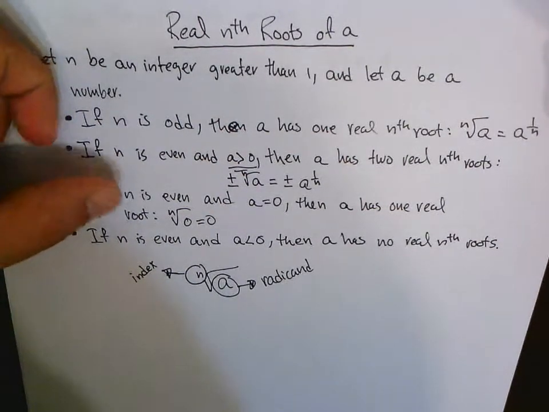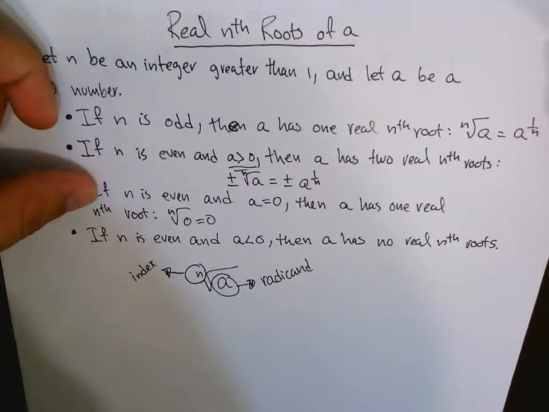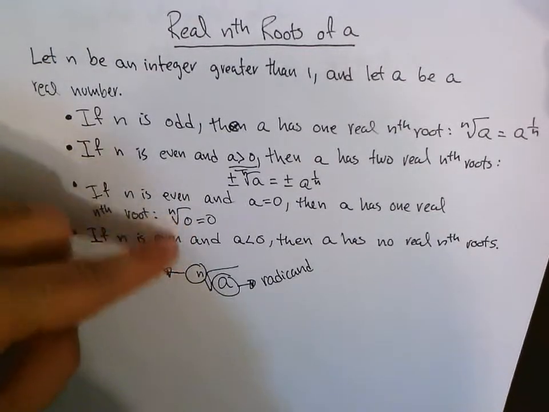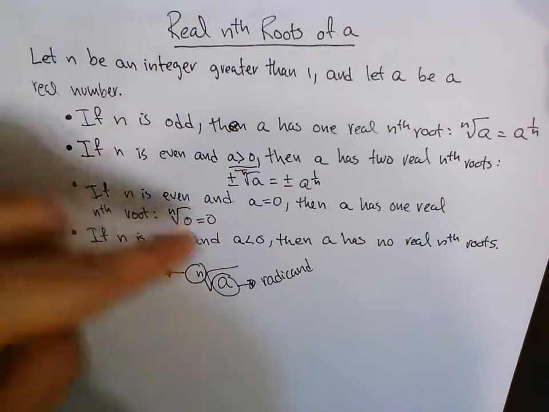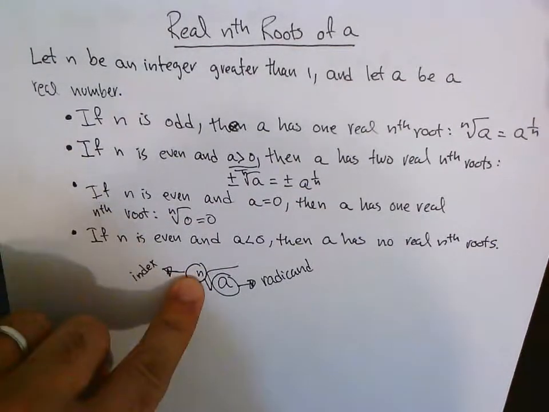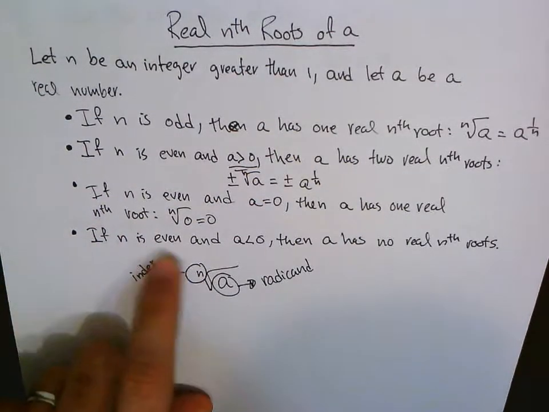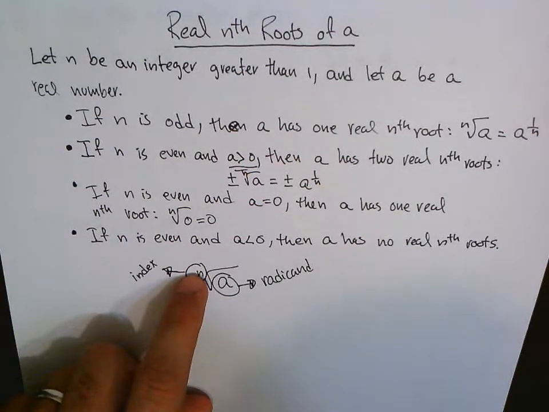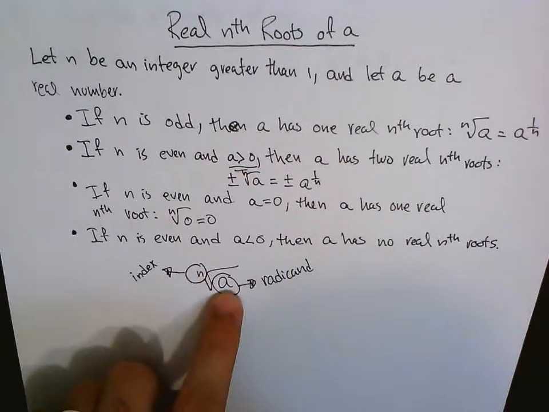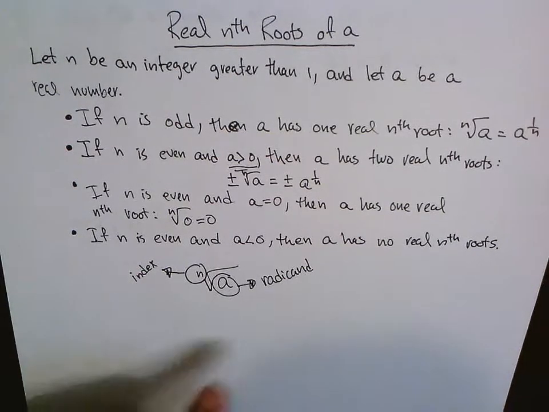Third one, if n is even and a is equal to 0, then a has one real nth root. That just means that if you are trying to find the nth root of 0, that will always be 0. And the last one says if n is even, so my index, n is called the index, if my index is even, that means 2, 4, 6, 8, and so on, and a is less than 0, that means that a is negative, then I will have no real nth roots. And this is true for algebra 1.